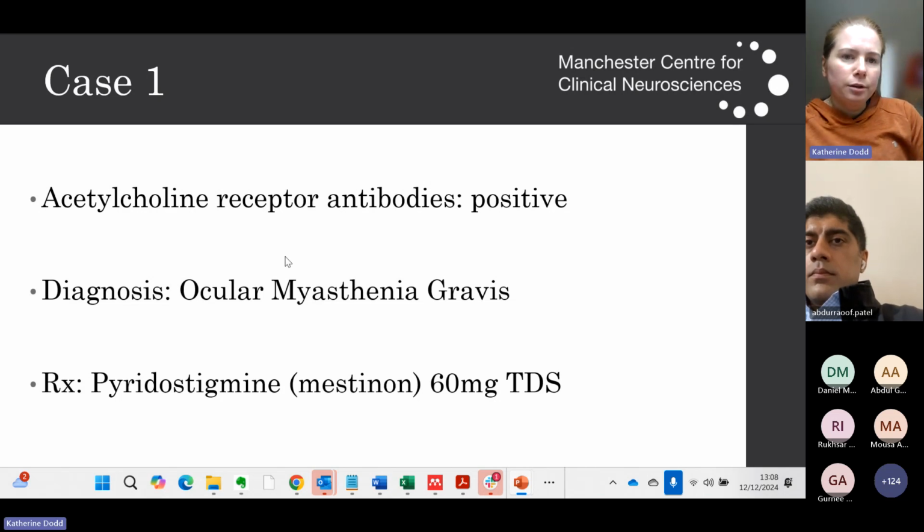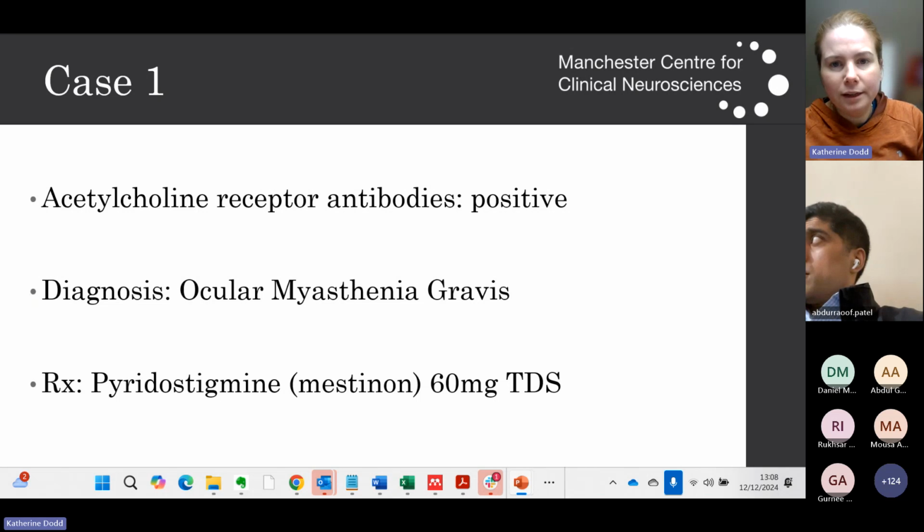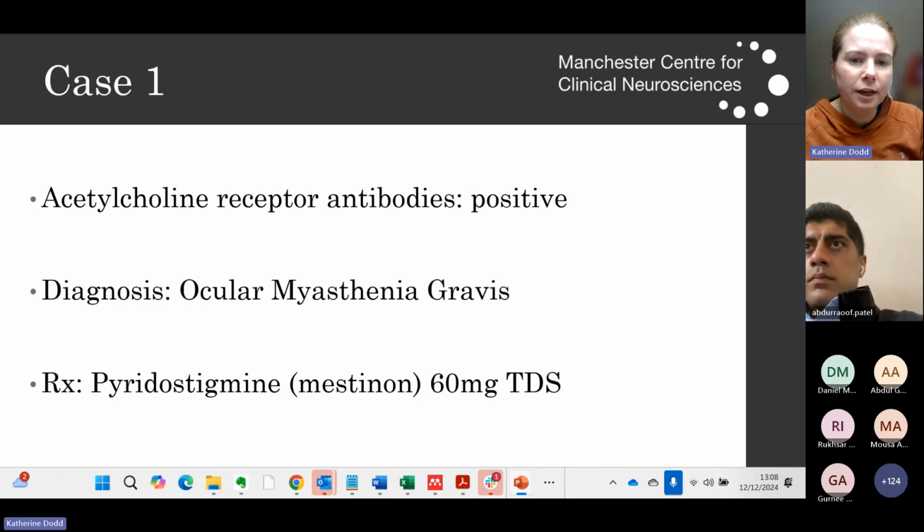So in this case one, we check acetylcholine receptor antibodies. They're the most common antibody in myasthenia and they're positive. And so we diagnose them with ocular myasthenia gravis. And so the initial treatment we'll use is pyridostigmine. The brand name is Mestinon, and they come in 60 milligram tablets. So a standard dose is 60 milligrams 3 times a day or 4 times a day.